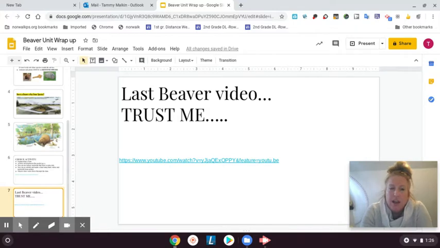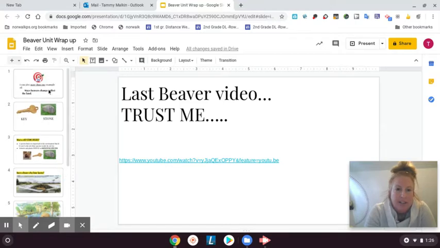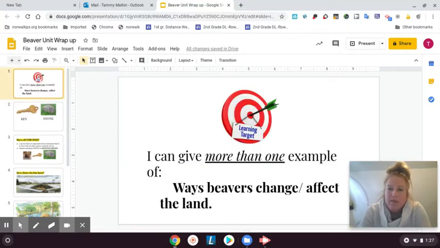So to wrap all of this up and to go back to the beginning, how do beavers affect and change the land around them? You should be able to give me more than one example of this.